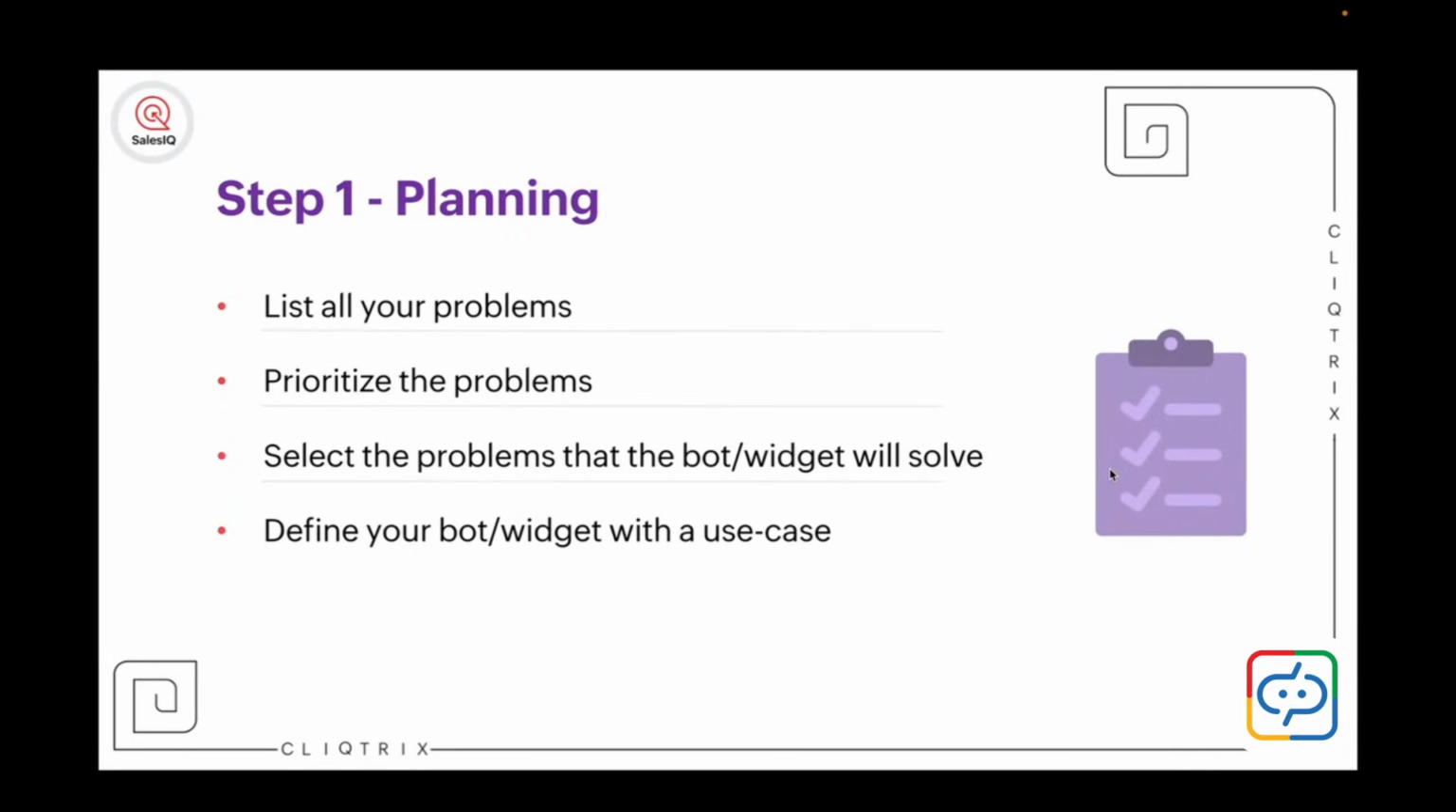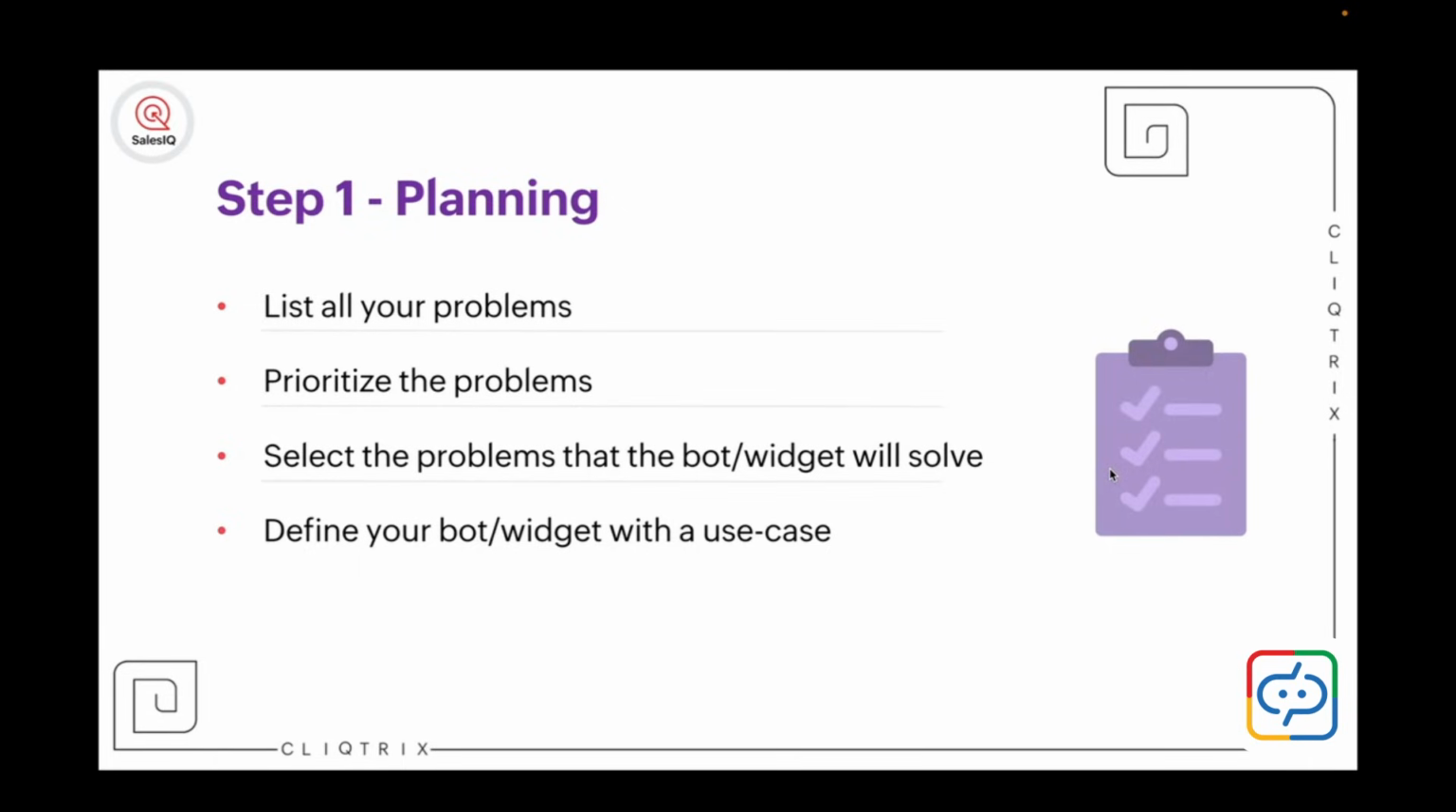So step number one. The first phase of designing is planning. As we've discussed, plan what you're going to build. It has to be either a Zobot or a widget. Then think from a business perspective and try to create a list of problems where you think the bot or widget could be used.